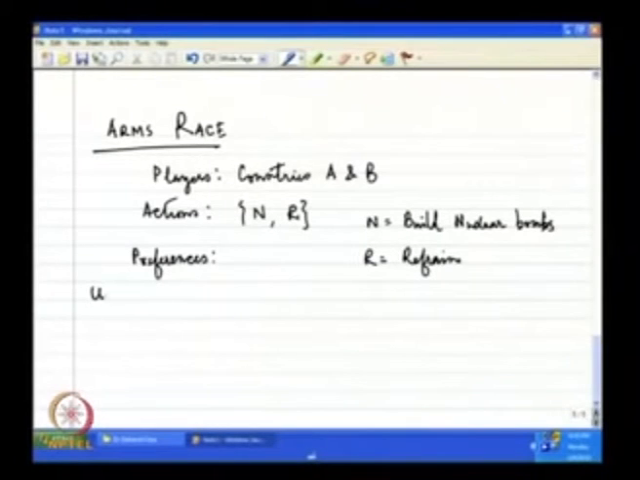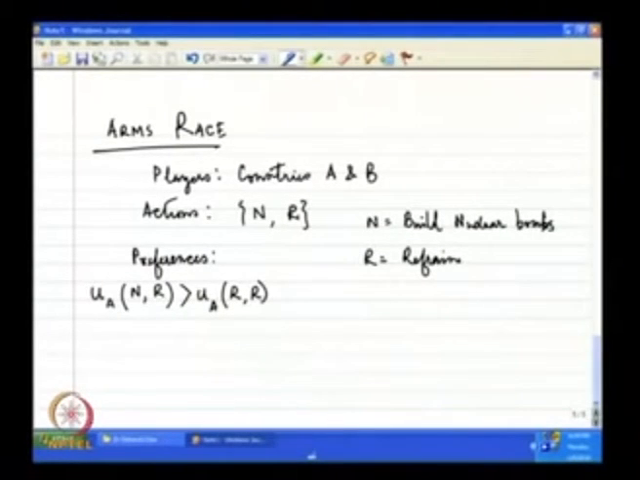So, it is like this: UA, that is the payoff player 1 gets from any action profile. The best is NR. What is the second best? Second best is the case where both of them are refraining from building nuclear bombs. Why is this better than the case where both of them have built nuclear bombs? Because building nuclear bombs takes money. So, if you have built nuclear bombs, you have spent a lot of resources of your country into building them. That is bad compared to the case where none of them have built nuclear bombs, where none of them have spent any resources. So, RR is the second best.